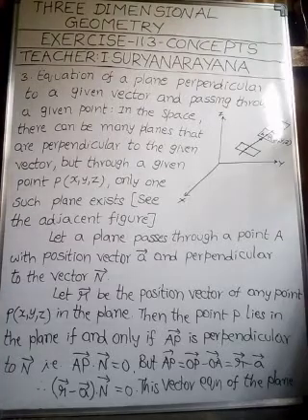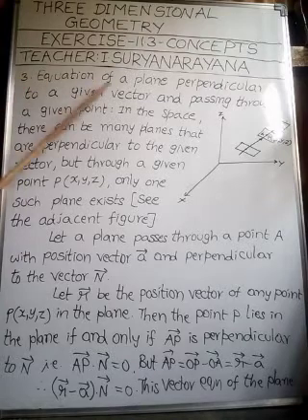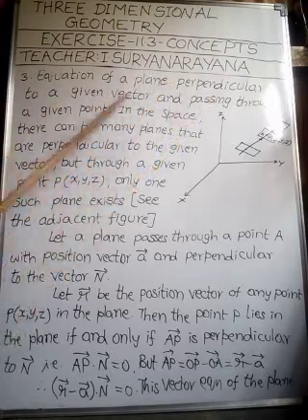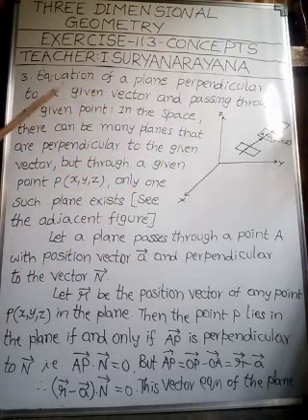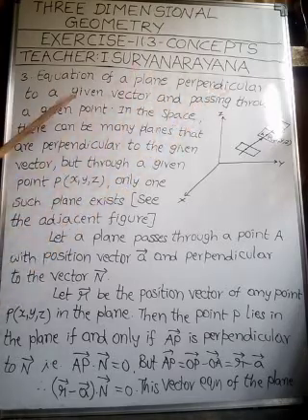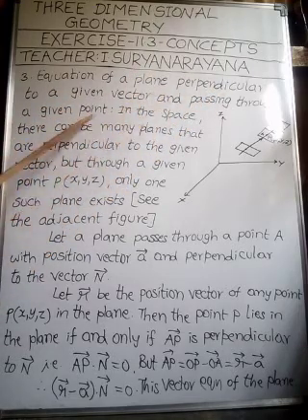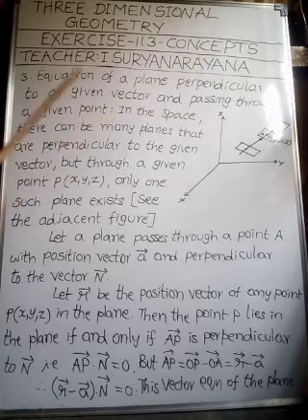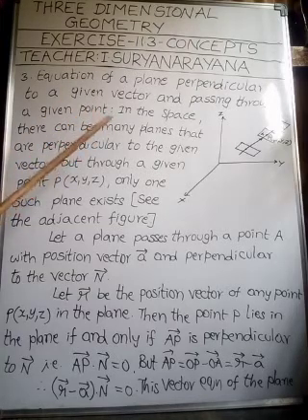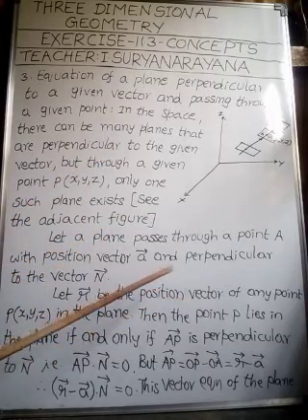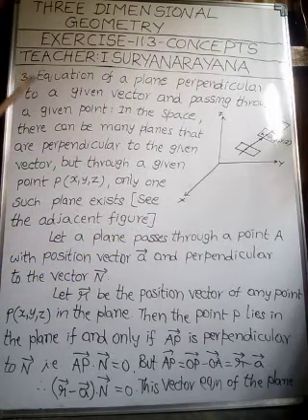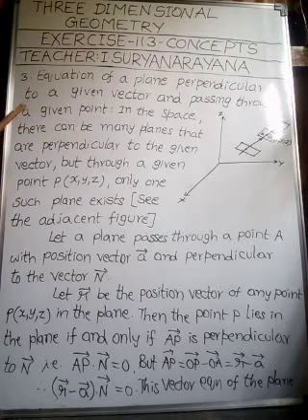Now come to the next point, that is the third point: equation of a plane perpendicular to a given vector and passing through a given point. Here we are deriving the equation of a plane which is perpendicular to a given vector and passing through a given point. In the examination they won't ask the derivation of this equation. We just use this equation of the plane as a formula, so just remember this equation as a formula.